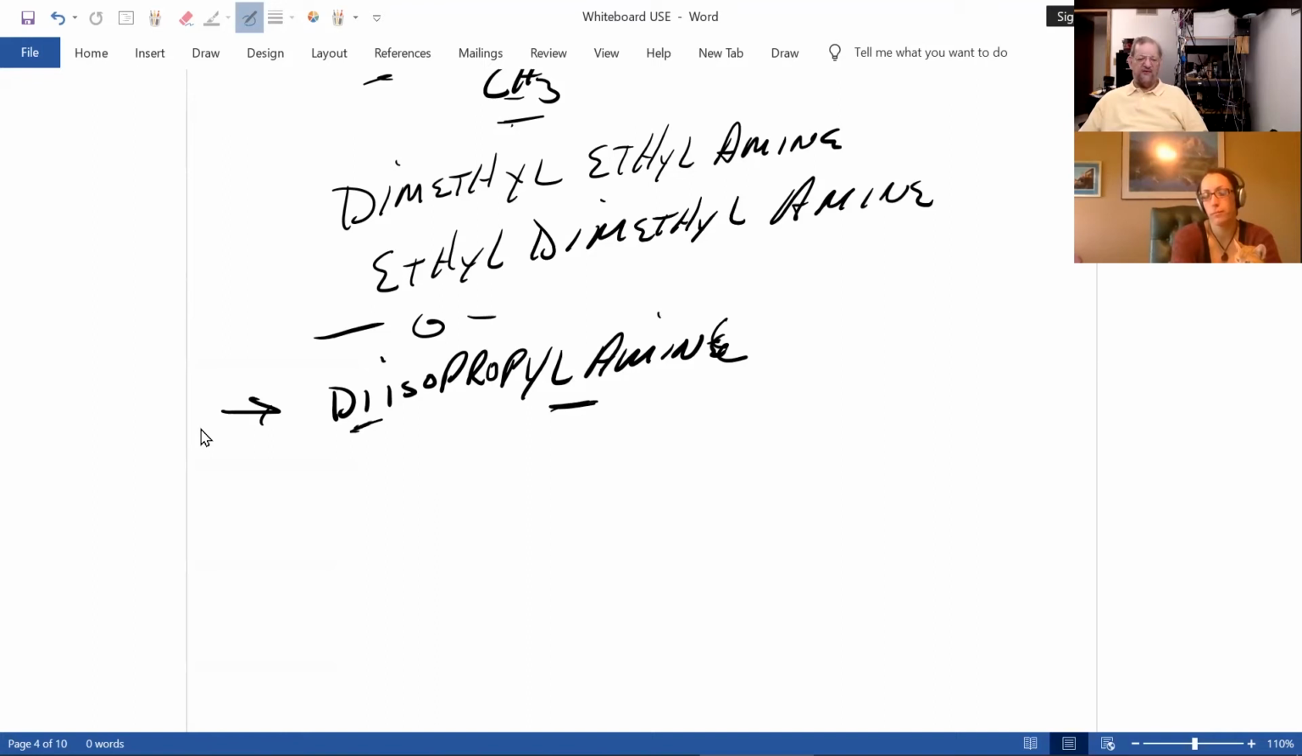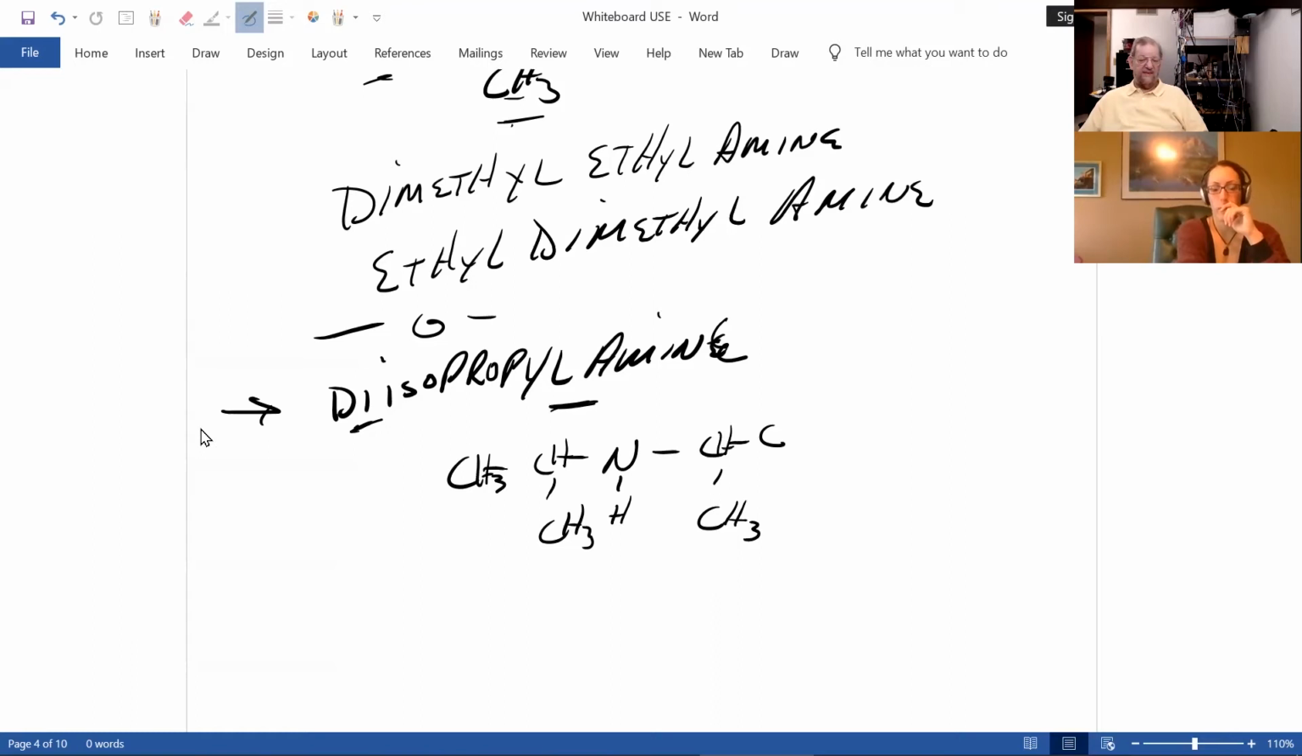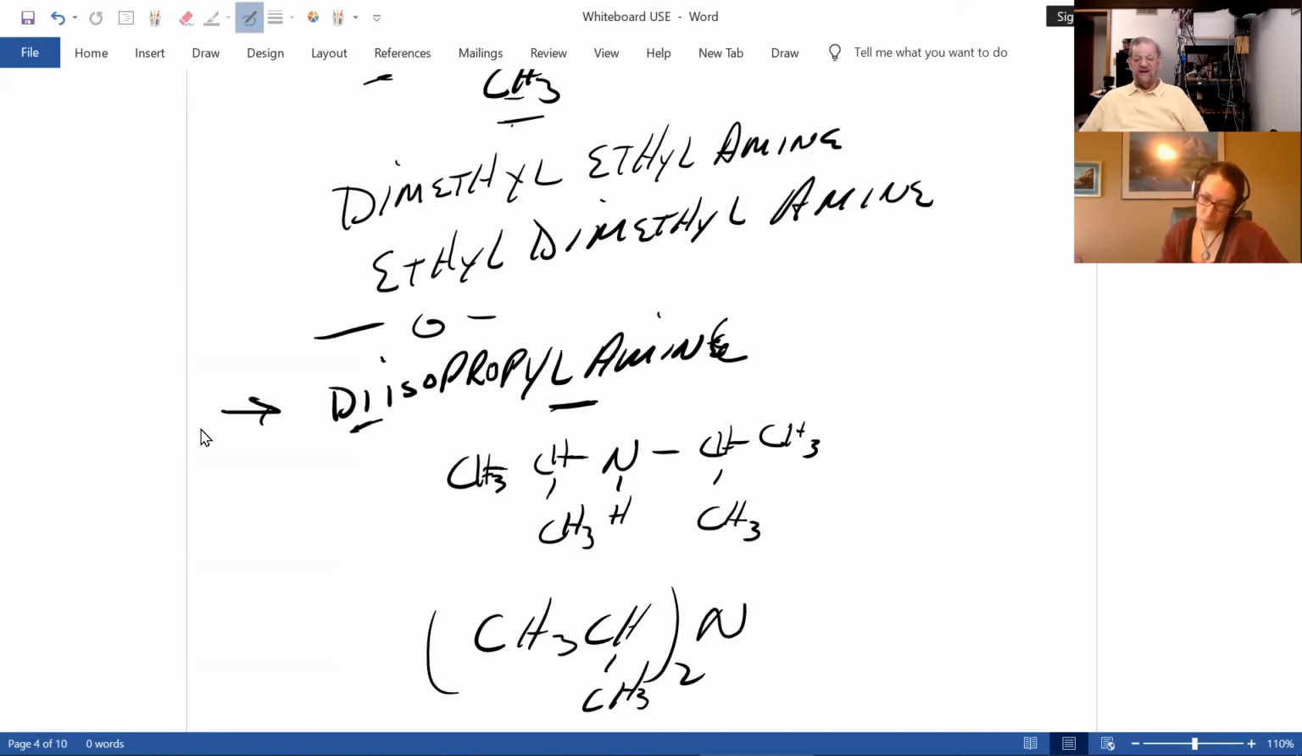All right, di means two, isopropyl. We have a nitrogen, and this would have a hydrogen. This is one way of drawing this. Or you could have drawn it this way. Since your instructor knows amines, either way would be correct.